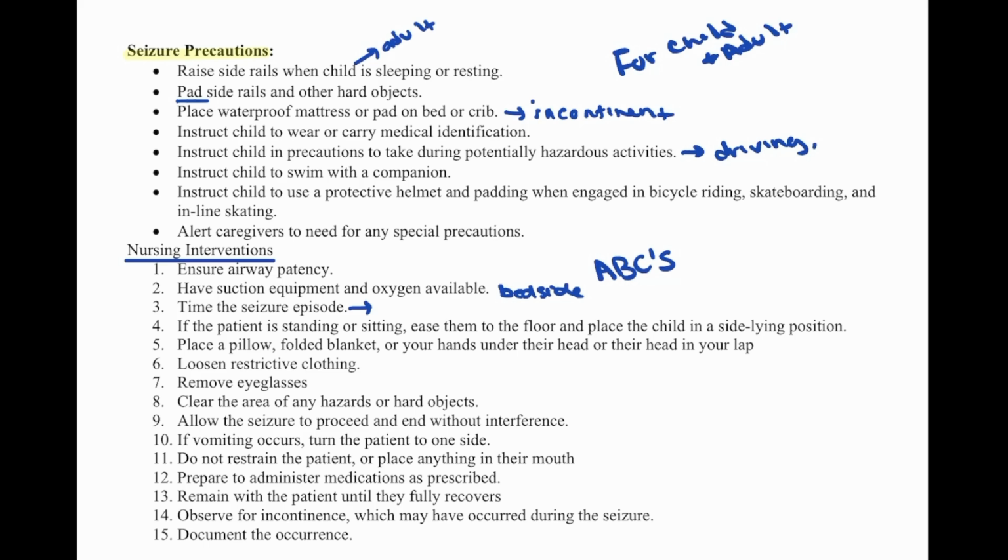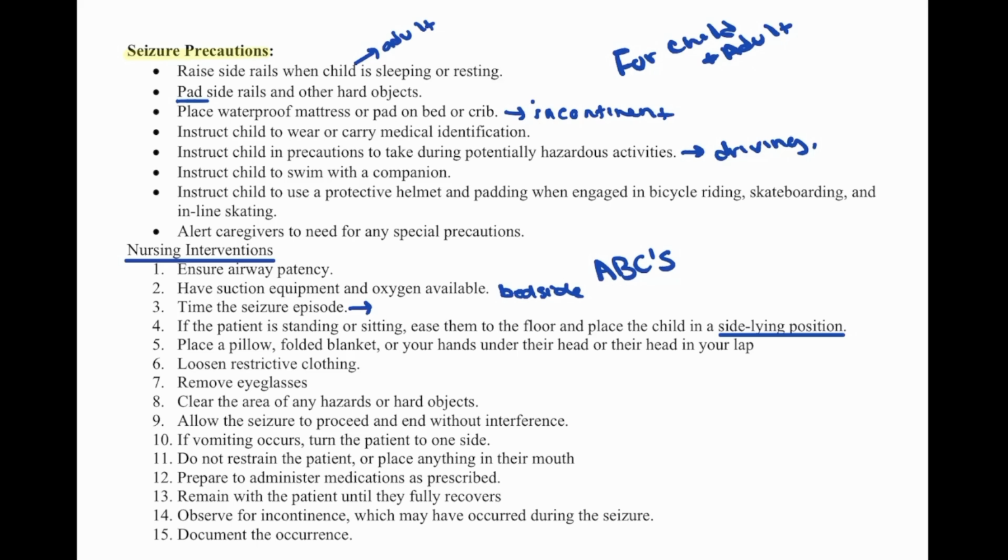If the patient is standing or sitting, ease them to the floor and place them in a side lying position. This is very important. And this is because if they vomit, we want them to not aspirate on the vomit. We can place a pillow or folded blanket or our hands under their head, or put their head in our lap. This is because if their head is rocking back and forth, we don't want it smashing off the floor. We want to loosen restrictive clothing, remove eyeglasses, clear the area of any hazardous objects, and allow the seizure to proceed and end without interference. You don't want to try to hold them down while they're having the seizure.